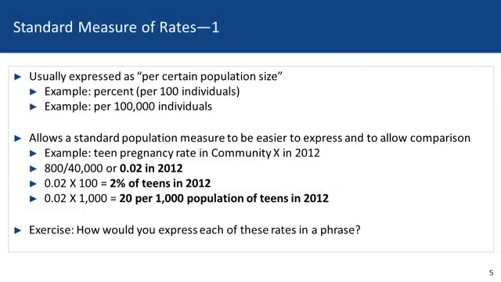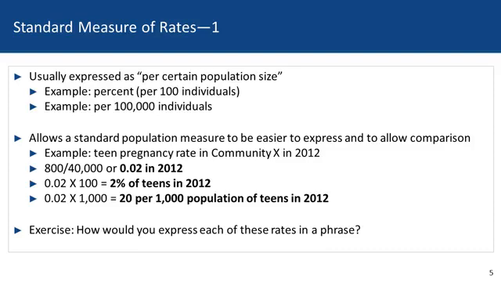Now, for ease of comprehension and expression, we usually express rates as per a certain population size. For example, we might say percent, which is per 100 individuals, or we might say per 100,000 individuals. Using a standard population measure is easier to express and allows us to compare across populations. So in our example, the teen pregnancy rate in Community X in 2012 was 0.02 in 2012. This is a very awkward measure that does not mean a lot to most people.